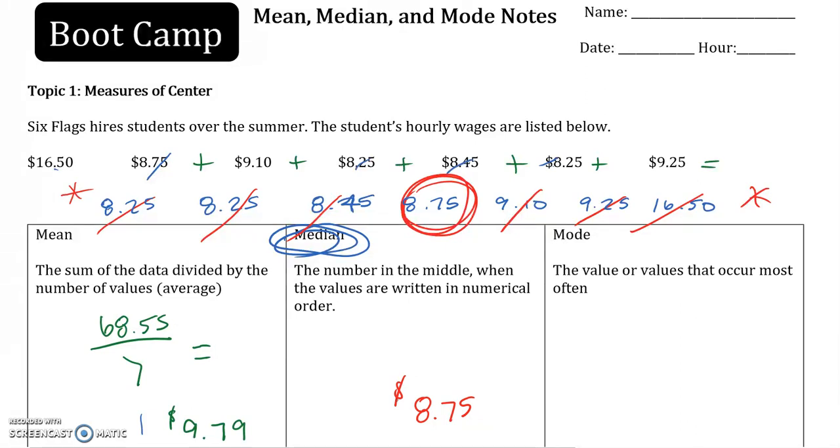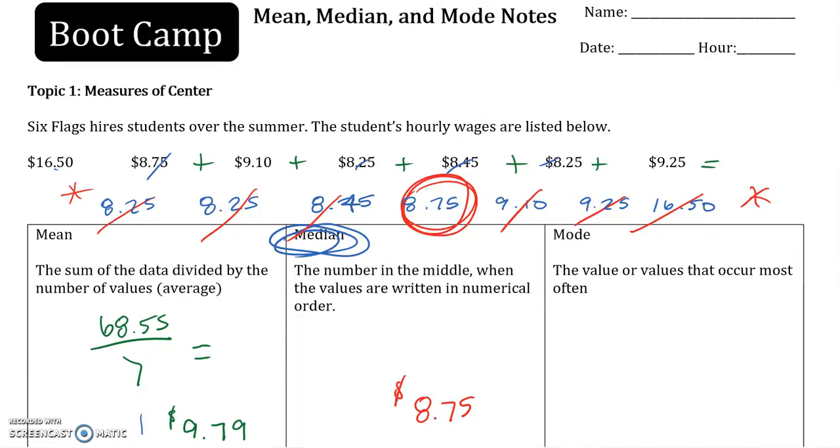Now, perhaps, maybe I only had 6 numbers or an even number of numbers. You might want to make a note that if you have 2 middles or 2 medians, you want to calculate the average of those 2 middles to find the true middle of your data.